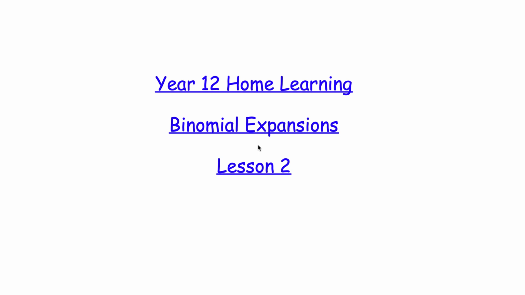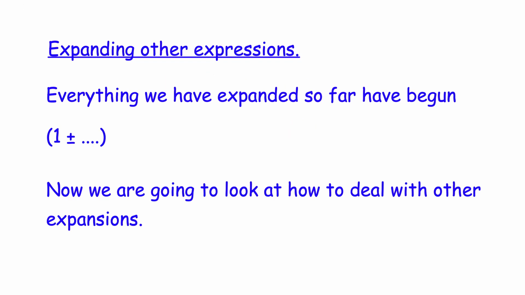So this is the second lesson on binomial expansions for the Year 2 version. We've already looked at how to expand brackets of the form 1 plus or minus some term with a power of n. But what we're going to look at next is what we do if this number isn't a 1. Everything we've dealt with so far has had a 1 here. But what do we do if we don't have a 1?